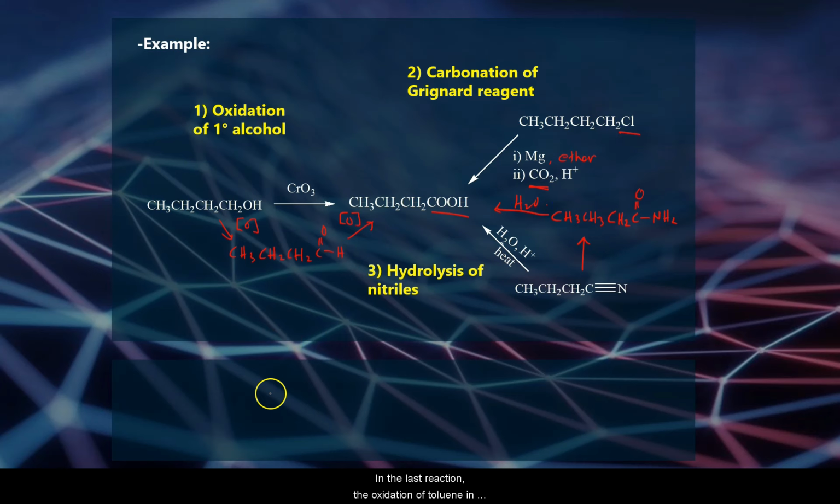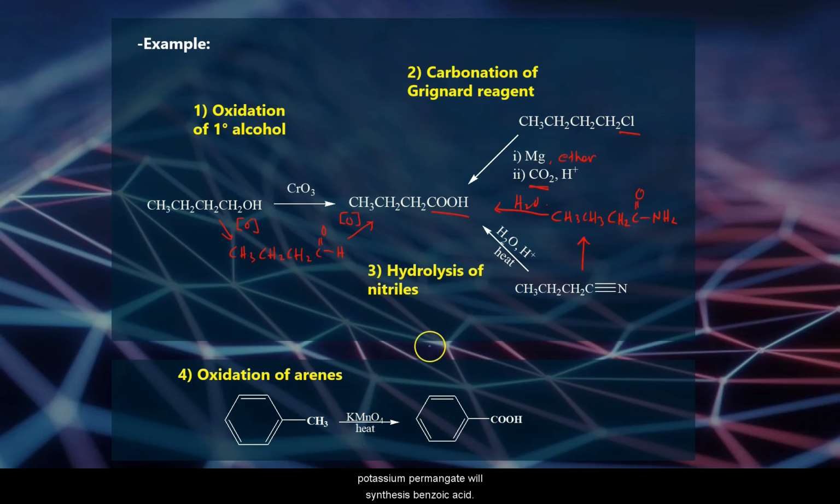In the last reaction, the oxidation of toluene in potassium permanganate will synthesize benzoic acid. Let's say, if isopropyl benzene reacts with potassium permanganate, it will also synthesize benzoic acid. In other words, benzoic acid is the only product whenever any alkyl benzene goes through the oxidation reaction.